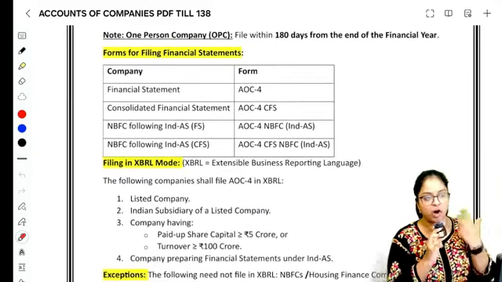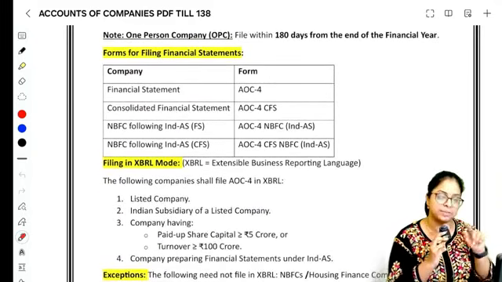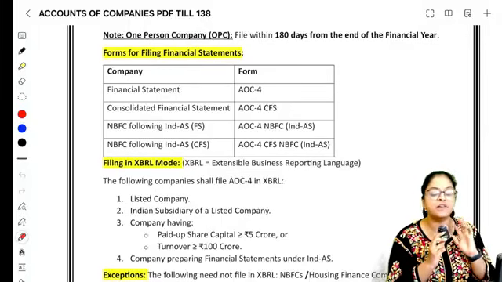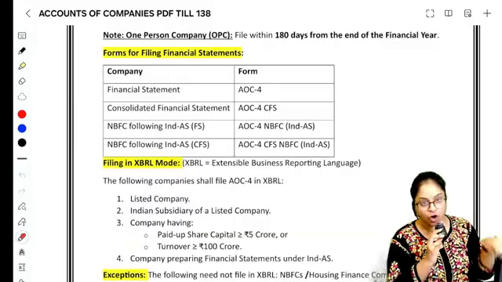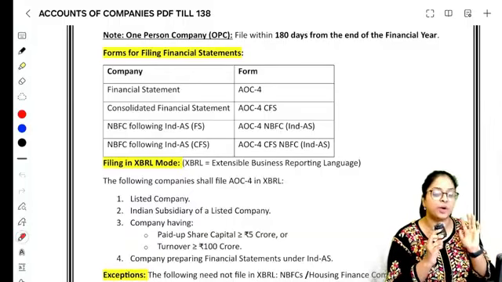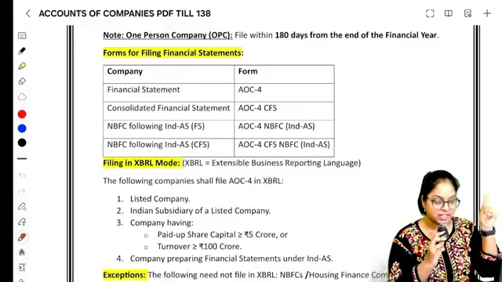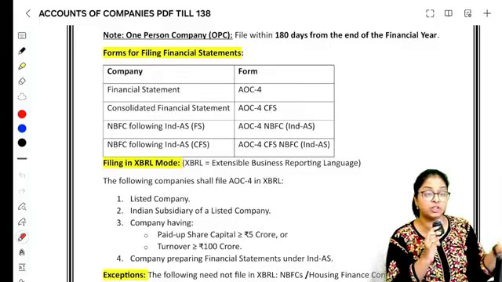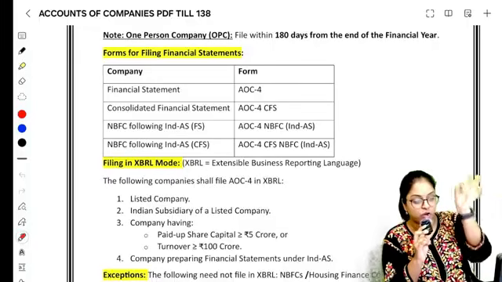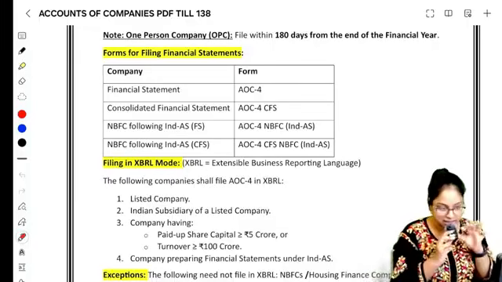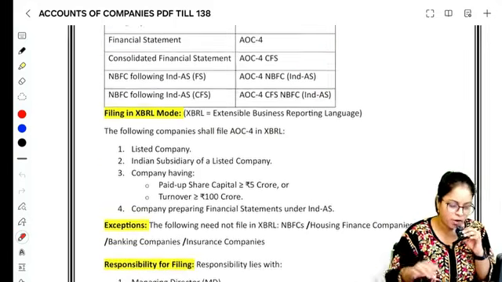Right? And what are the forms that you will use for filing the financial statement? In case it's a normal financial statement, it's AOC 4. Consolidated financial statements, it's AOC 4 CFS. If it's an NBFC which is following Ind AS, which wants to submit its normal financial statements, then it is AOC 4 NBFC Ind AS. If it's an NBFC following Ind AS which wants to submit its consolidated financial statement, then it is AOC 4 CFS NBFC Ind AS. These are the different form numbers that you'll have to remember, that are used to submit this copy of financial statement.